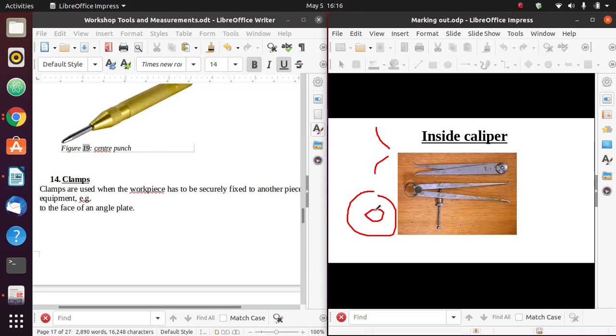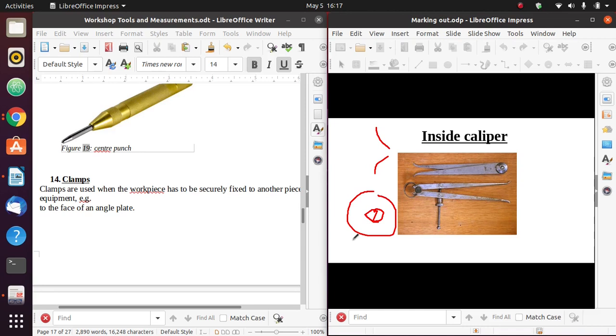So I will take one leg and put it on the inside, and take the other leg and put it on the inside. What I'll get is the internal diameter of this round object, this pipe. I can also transfer dimensions onto that internal diameter. For example, I want to mark something. I'll take the caliper to a ruler, measure 5 centimeters, open it to 5 centimeters, then take it and mark it onto the internal surface of that pipe. Okay.